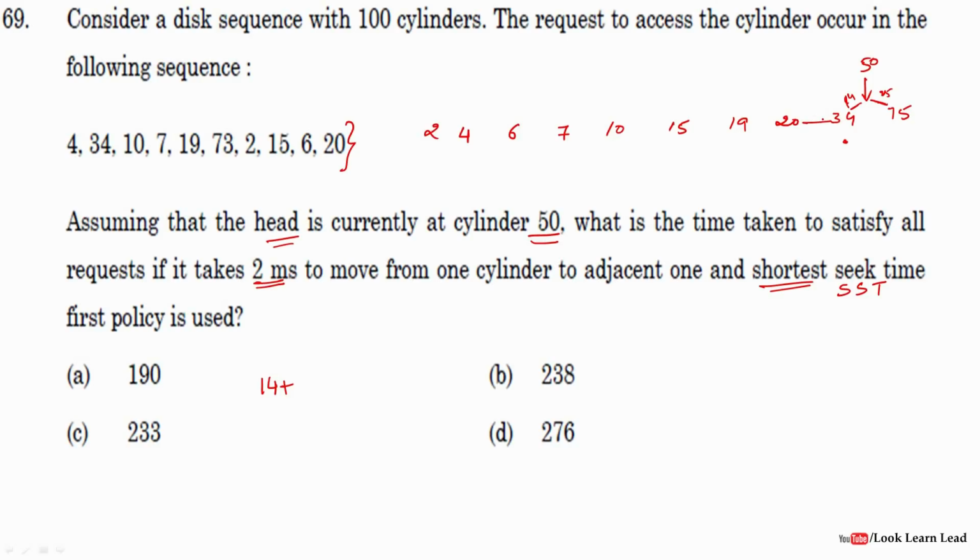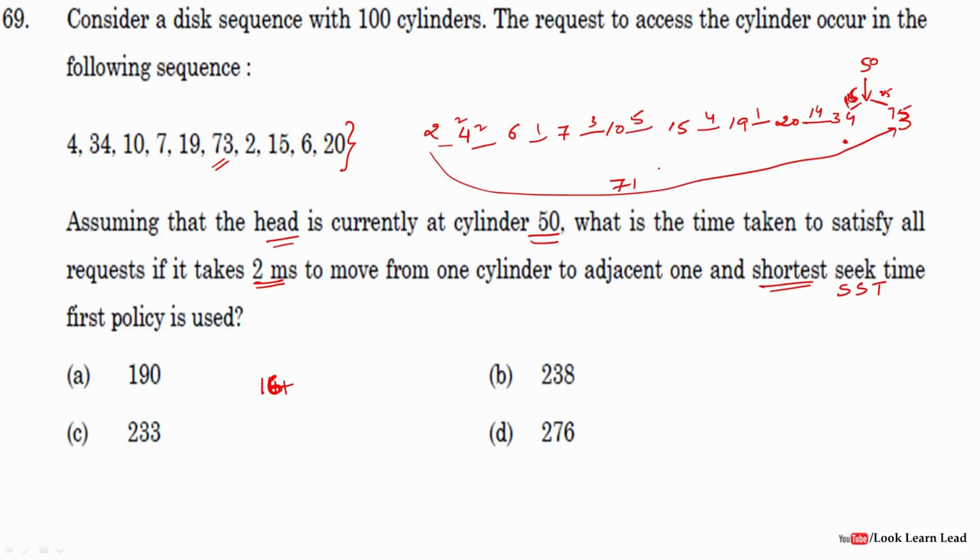So the difference between 34 and 20 is 14, then 16. Here the difference is 1, here the difference is 4, here the difference is 5, then it is 3, then 1, then 2, then 2. And from 2, it would move to 75, so the difference is 73. From 2 to 75, it is 71.